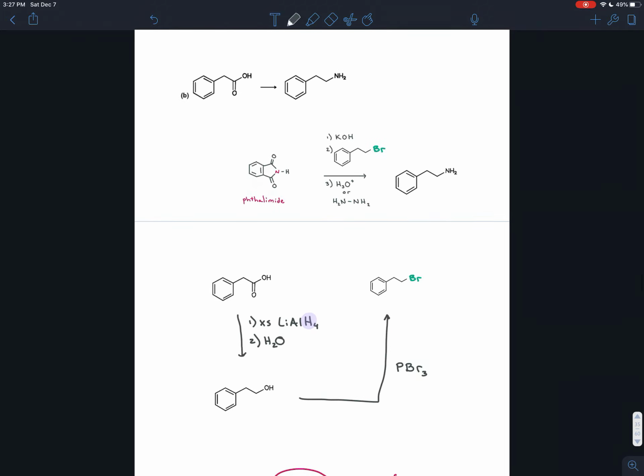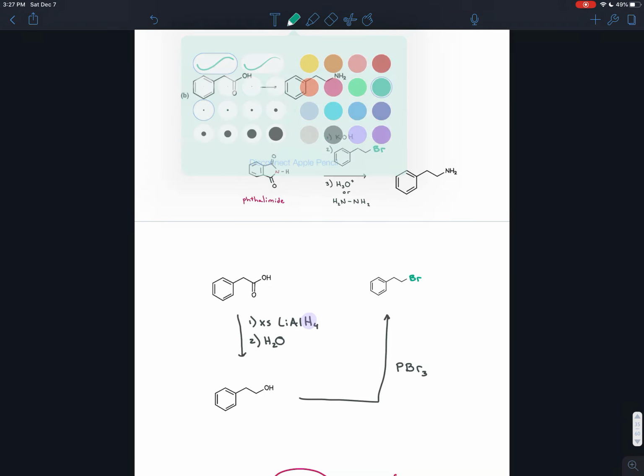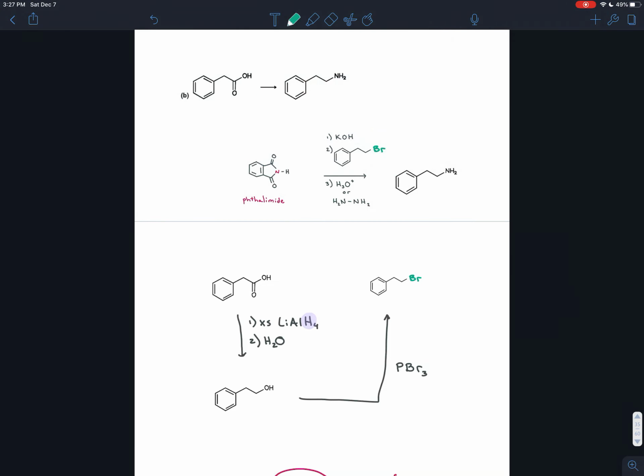So we have an idea for our synthesis. We can take our carboxylic acid and first use excess lithium aluminum hydride, followed by a water wash to turn the carboxylic acid into an alcohol. Then we can treat the alcohol with PBr3, phosphorus tribromide, to get the bromide.